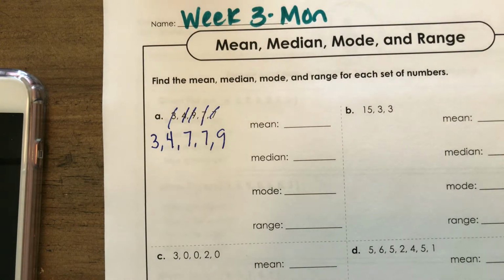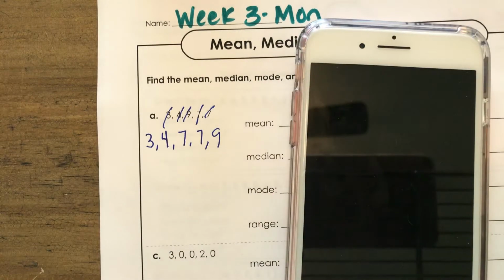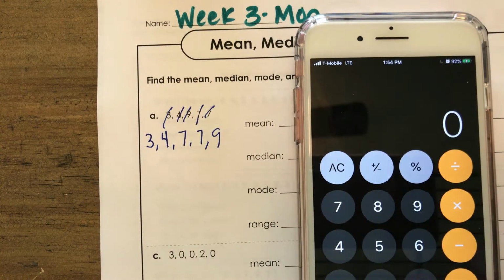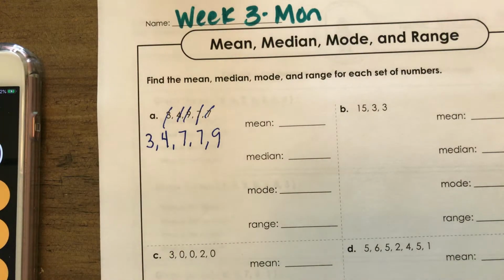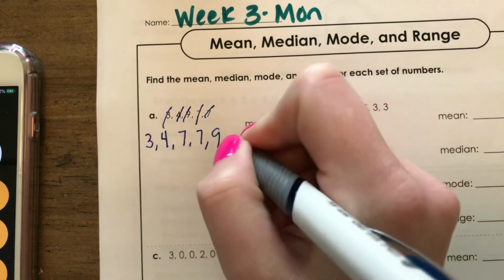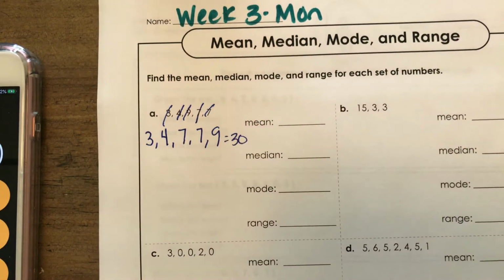So, using my reference sheet to find the mean, step 1, I have to add the numbers together to find the total. So, I'm going to use my calculator here. 3 plus 4 plus 7 plus 7 plus 9 gives me a total of 30. Now I'm not finished. There are 2 steps to find the mean. And that's just step 1.